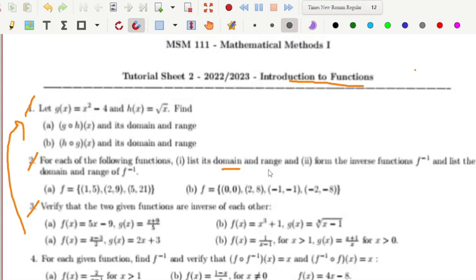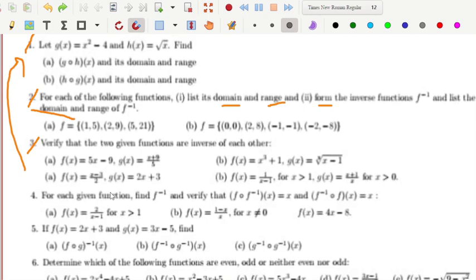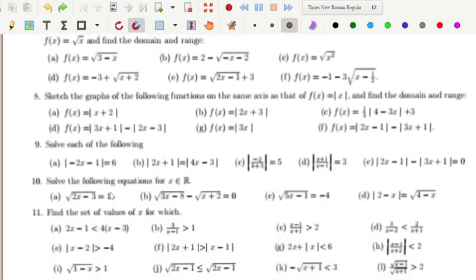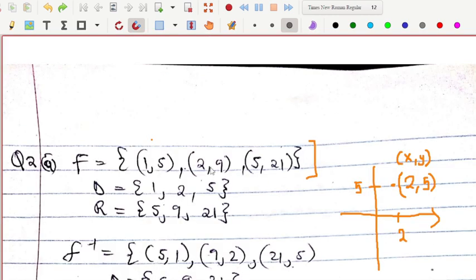So let's start with question 2, which says that you need to list the domain and the range, and also what will be the range and the domain if your function is in the inverse form. So that is our question. Those of you who are unable to see these questions, don't worry, I'll share them in the description so that you'll be able to see these questions so that you can answer them. Don't worry. So now let us look at question 2.